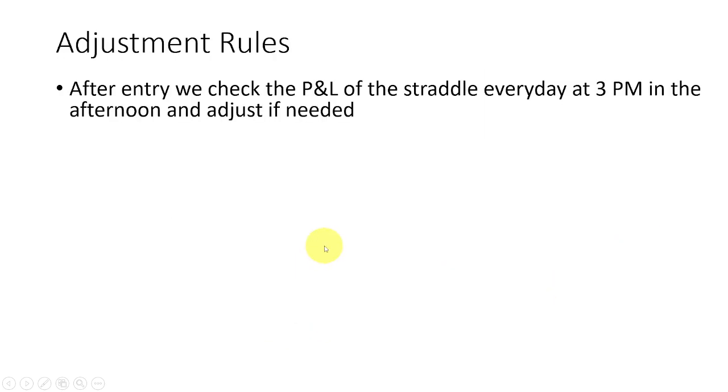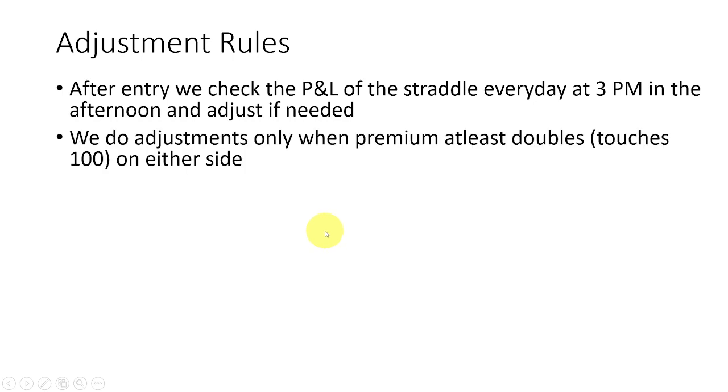Let's get into the adjustment rules. Once we entered, we are entering at 3 p.m. on the Thursday of the last month, and every day we are going to see the market only at 3 p.m., and only at that time see how the market is and where the premium is. With that we are going to do adjustments. If not, we are not going to do any adjustments.